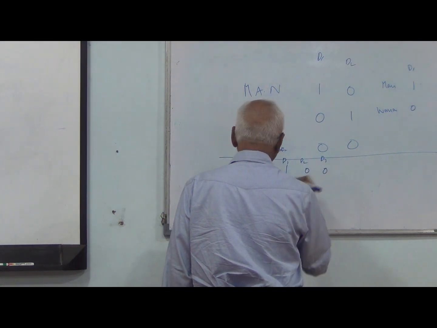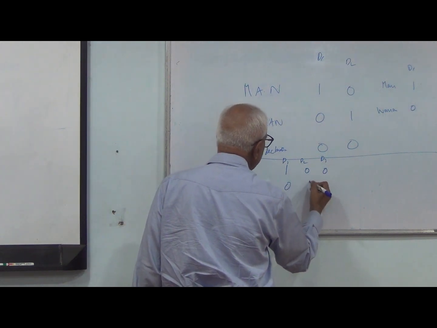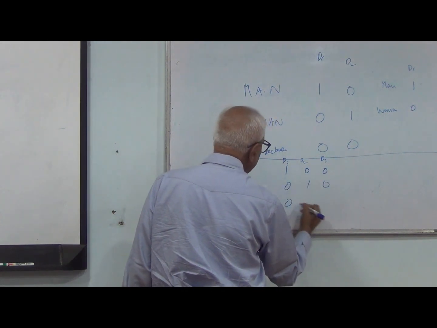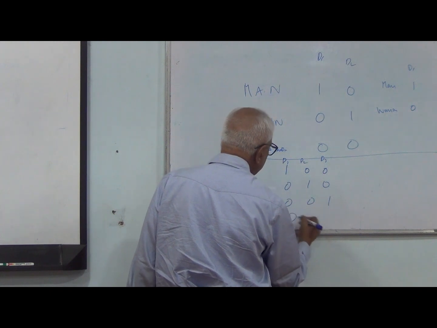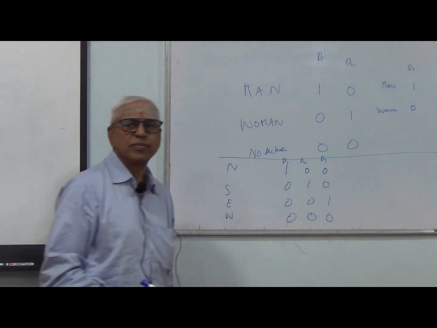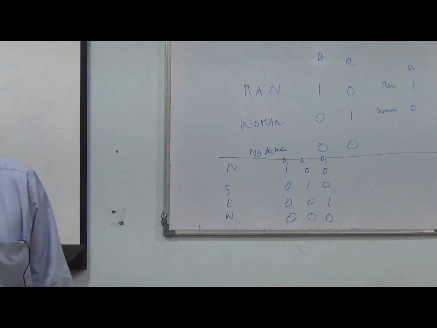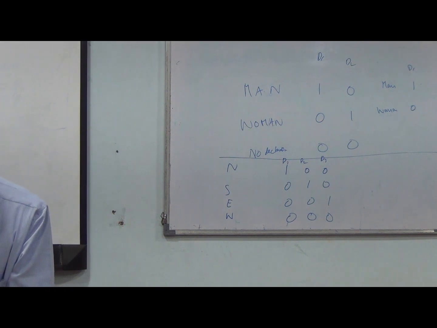Okay. So for north we say 0 0 0, for south we say 0 1 0, for east we say 0 0 1, and for west we say 0 0 0. Like that. Okay. Supposing I want this.